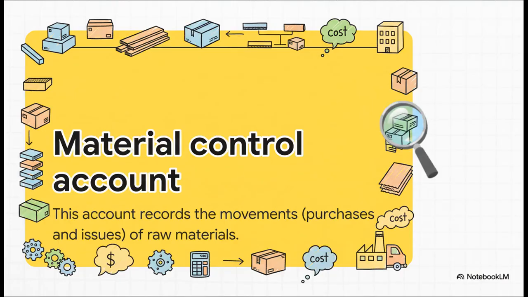First stop, the material control account. Honestly, the easiest way to think of this is just your supply closet. It's that simple. Anytime you buy raw materials, whether it's wood, fabric, microchips, whatever, their cost gets logged in here. And when you take them out to use on a job, their cost comes out. It's just a running tally of your inventory.